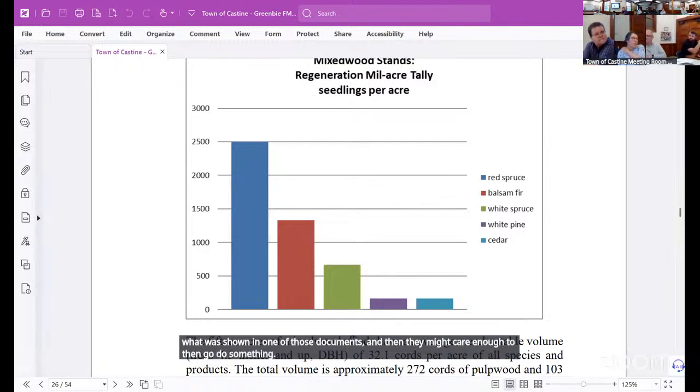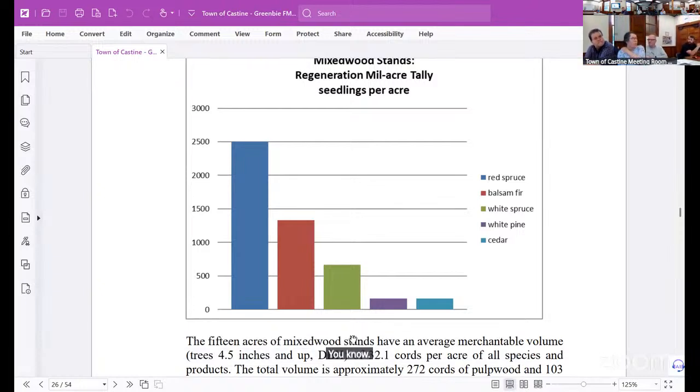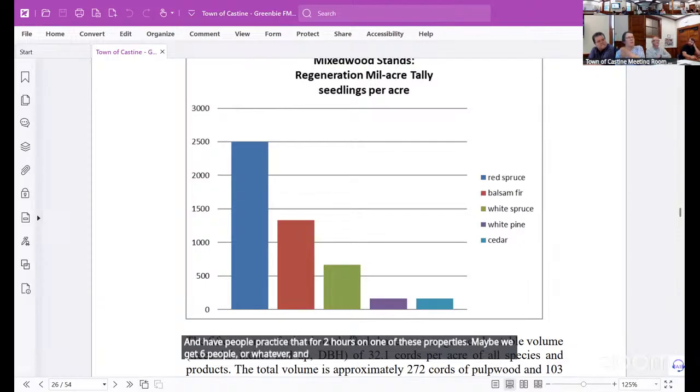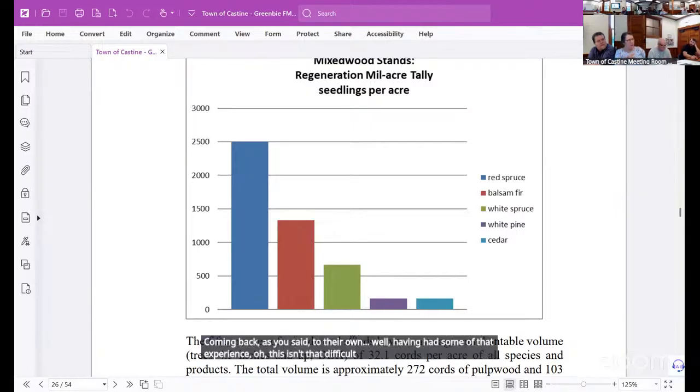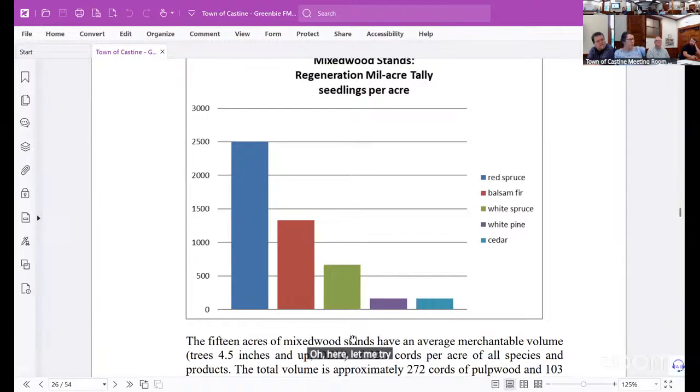Or we might learn about thinning, and have people practice that for 2 hours on one of these properties. Maybe we get 6 people or whatever, and they're interested in coming back, as you said, to their own, having had some of that experience. Oh, this isn't that difficult. Oh, here's how I identify what I'm looking at. Oh, let me try this on a segment of my back 40, whatever.